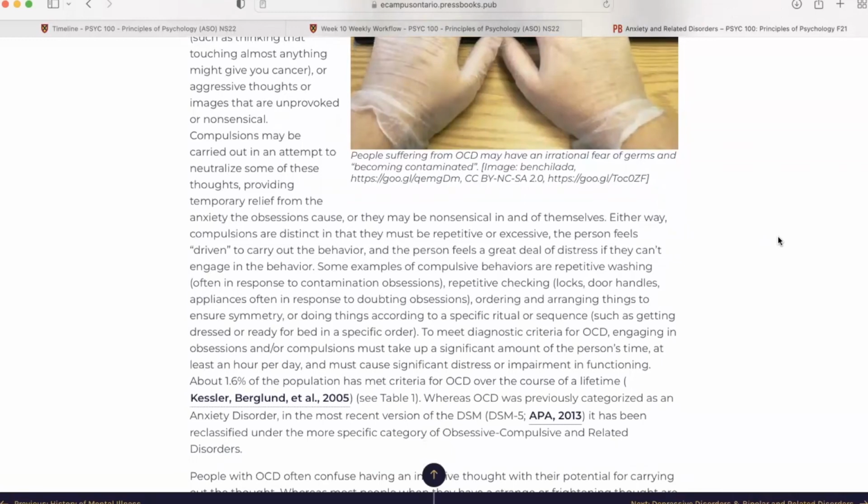Either way, compulsions are distinct in that they must be repetitive or excessive. The person feels driven to carry out the behavior, and the person feels a great deal of distress if they can't engage in the behavior.